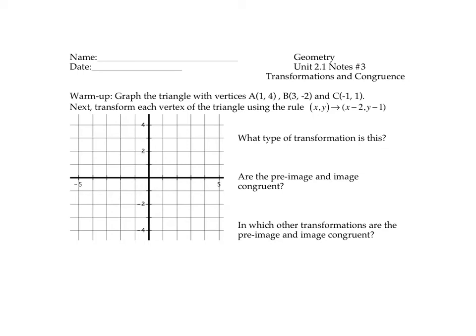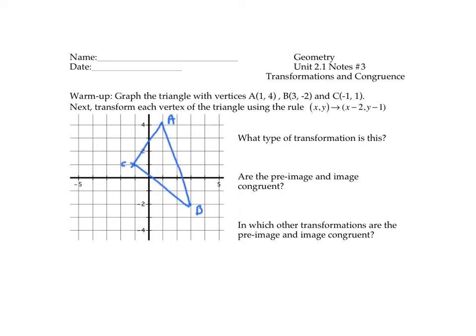In today's lesson from Unit 2.1, we'll be taking a look at transformations and congruence. For a warm-up, just take a few minutes and graph the triangle with the vertices at point A, which has coordinates 1, 4, point B at 3, -2, and point C at -1, 1.